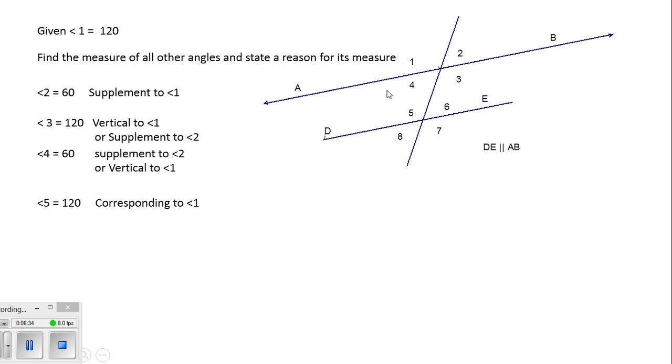5 is 120. Go back to our postulate. Corresponding angles: 1 and 5 are corresponding. Corresponding angles is the link between the upper 4 and the lower 4. The upper angles and the lower angles are linked through the corresponding angles, 1 and 5.